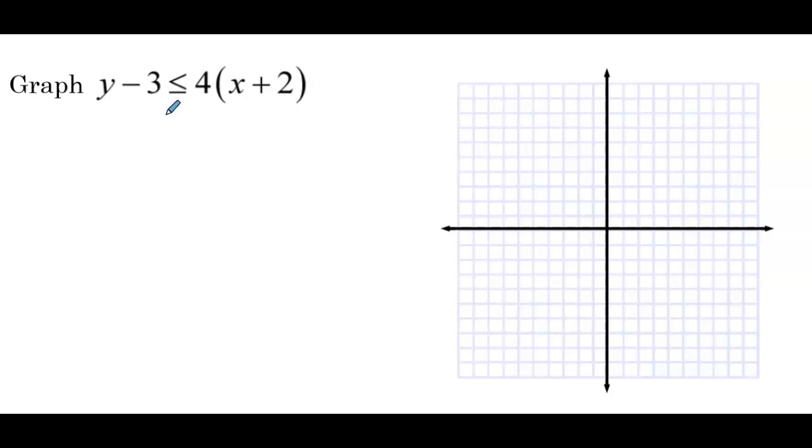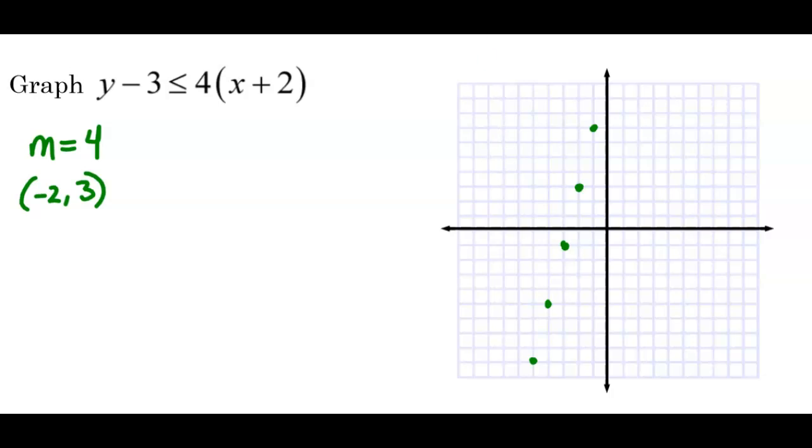Graph y minus 3 is less than or equal to 4 times the quantity x plus 2. So again, going right into it, we have a line with a slope of 4 and a point of negative 2, positive 3. So plotting the point negative 2, positive 3, and a slope of 4. So up 1, 2, 3, 4 over 1. And we'll go down 4 to the left 1, down 4 to the left 1, down 4 to the left 1.